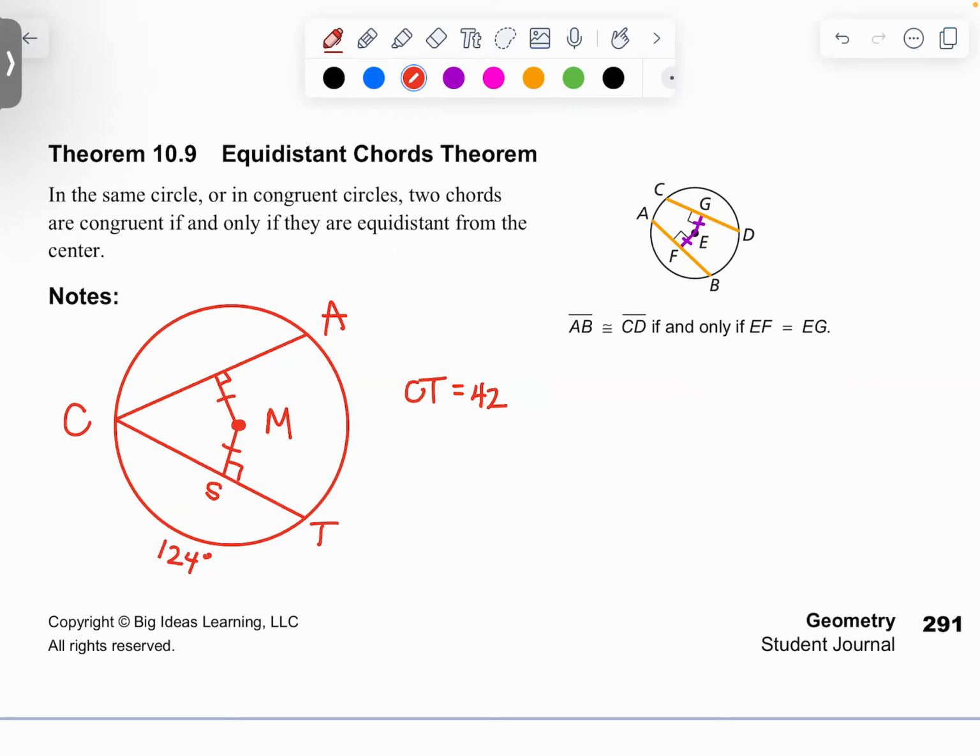Okay, so let's talk about some things that we know from this. Okay. If CT is 42, does that help us know another measure? And what would AC be? Also 42. Since these two chords are equidistant, we know that they're going to have the same measure. Okay. What else is something that we know from this picture?